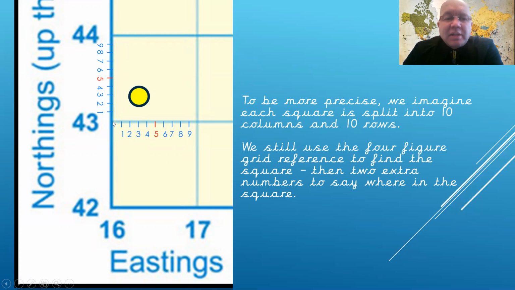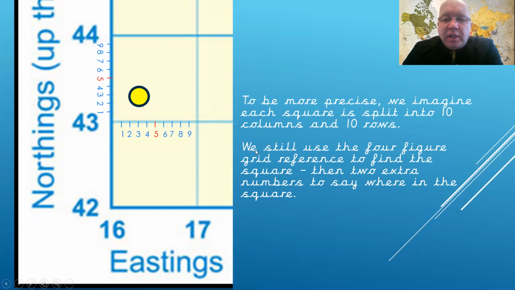So 0 will be actually on the line, then 1, 2, 3, 4, 5 will be in the middle, which is why I've done it in red. It's right slap bang in the middle of the square. 6, 7, 8, 9, and then one more would take us into 17. So this is just imaginary markers. In your head, you would picture where 5 was in the middle, and then make a sensible estimate as regards where you think the mark is.